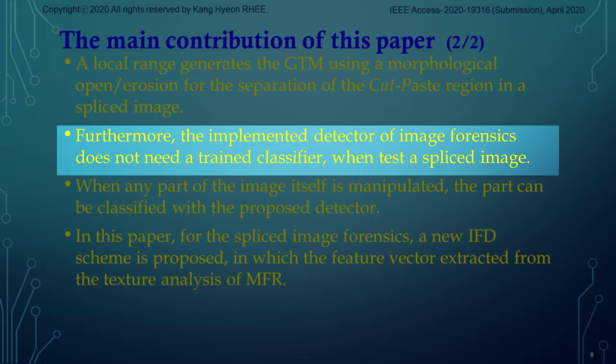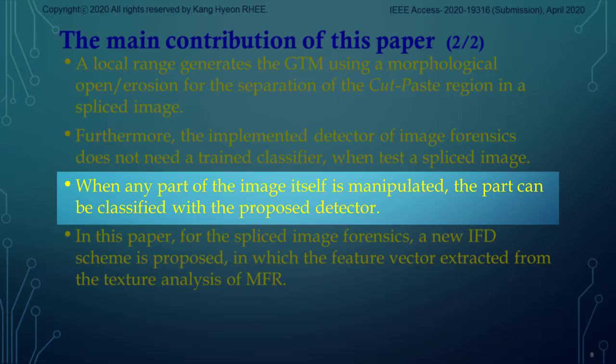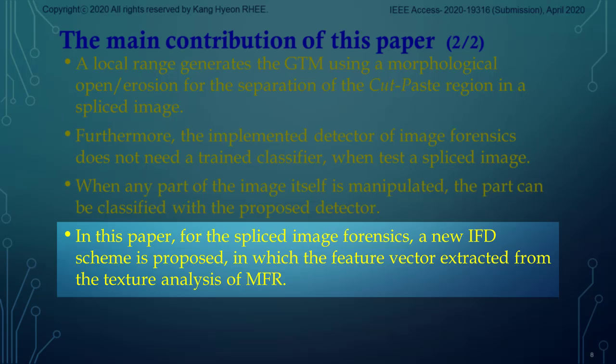Furthermore, the implemented image forensics detector does not need a trained classifier when testing a spliced image. When any part of the image itself is manipulated, the part can be classified with the proposed detector. In this paper, for spliced image forensics, a new image forensic detection scheme is proposed, in which the feature vector is extracted from the texture analysis of MFR.